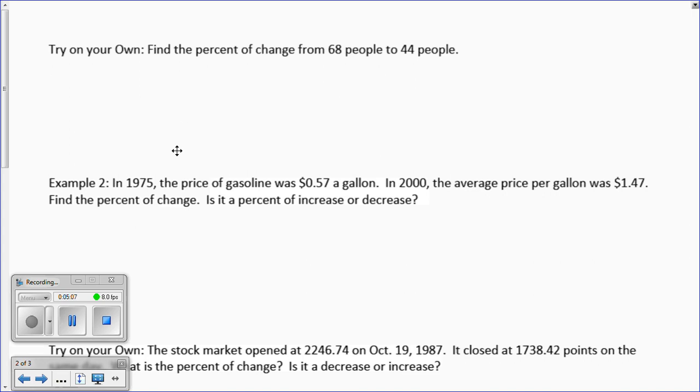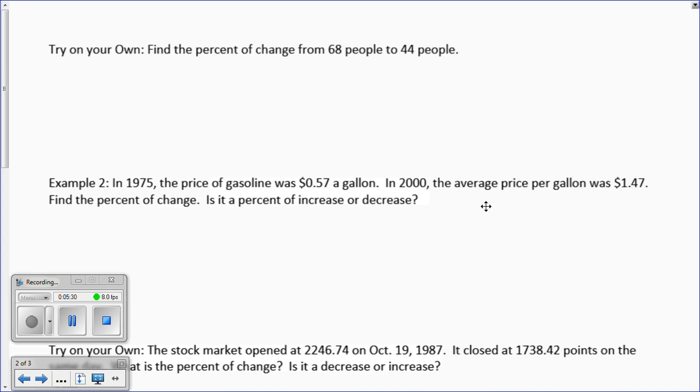So in 1975, the price of gasoline was 0.57 cents a gallon. I don't know why I said 57 cents a gallon. In 2000, the average price per gallon was $1.47. I don't know why I can't read money today. Find the percentage change. Is it a percent of increase or decrease?